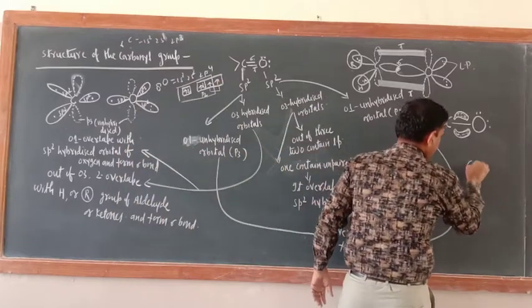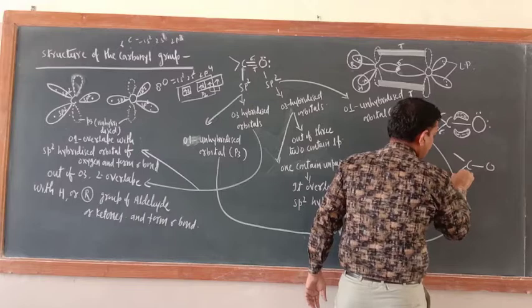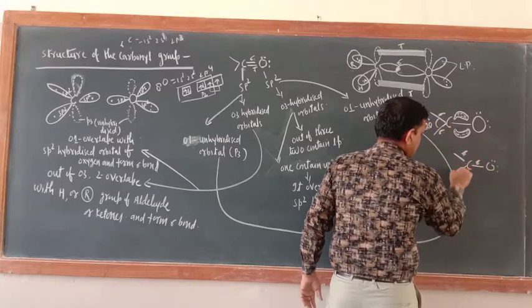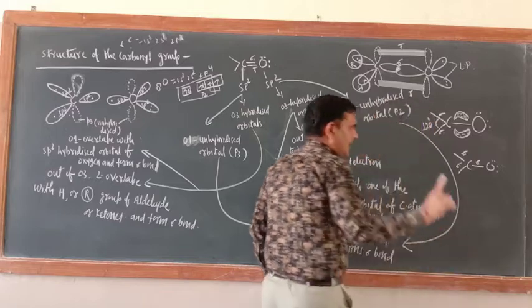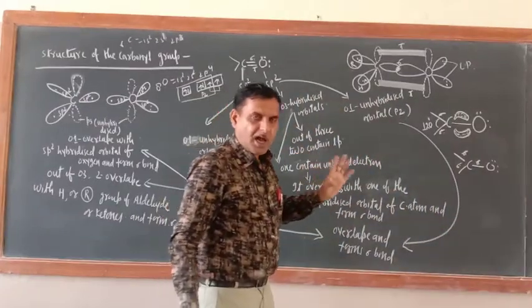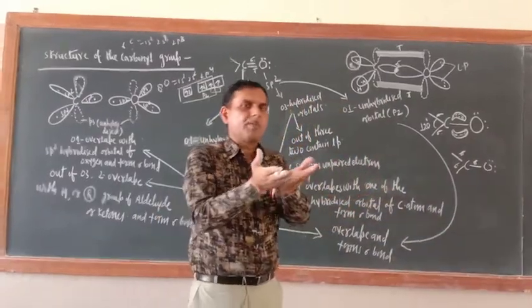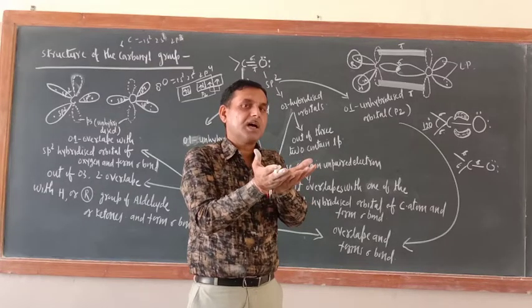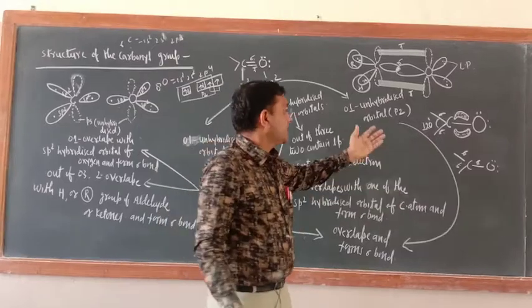Just see, C single bond O, this one, and here a lone pair of electrons is there. This is also sigma, this is also sigma, this is also sigma. Am I correct or not? Yes. And now these sigma bonds will be found on the same plane. Bond angle is 120 degrees.